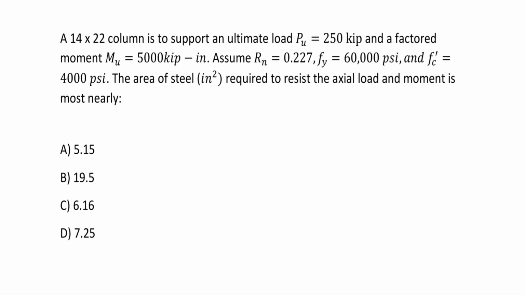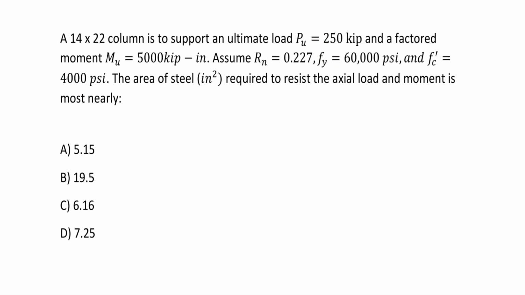First, we know we have a 14 by 22 column, and it is to support an ultimate load P sub u of 250 kips and a factored moment M sub u of 5000 kip-inch. We're going to assume R sub n is 0.227. When you see this R sub n, you can automatically think that we're going to use the diagram, because that's the only location I see it in the FE handbook. We know F sub y is 60,000 psi, F prime c is 4,000 psi, and the area of steel.